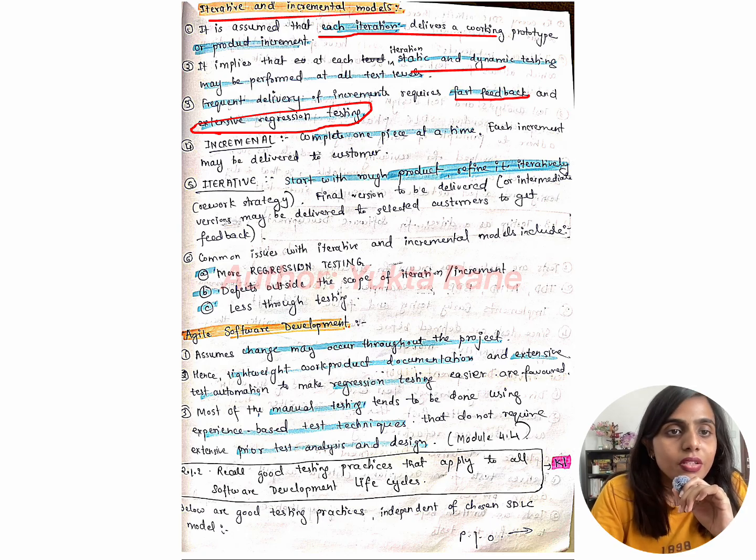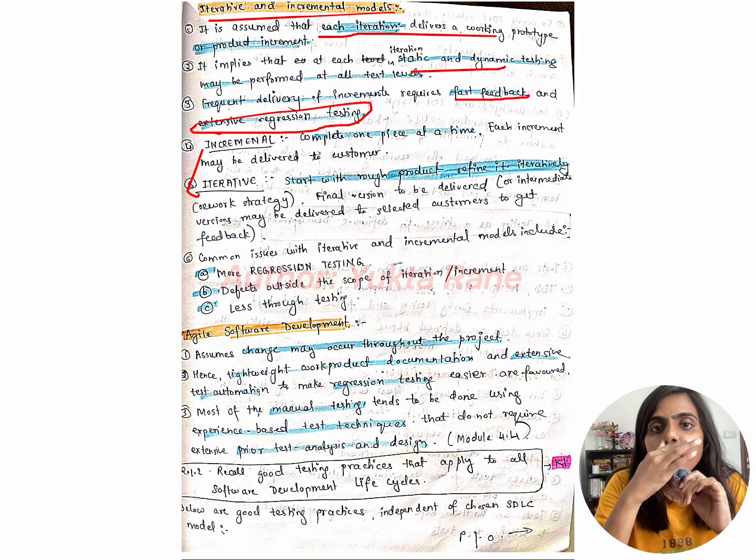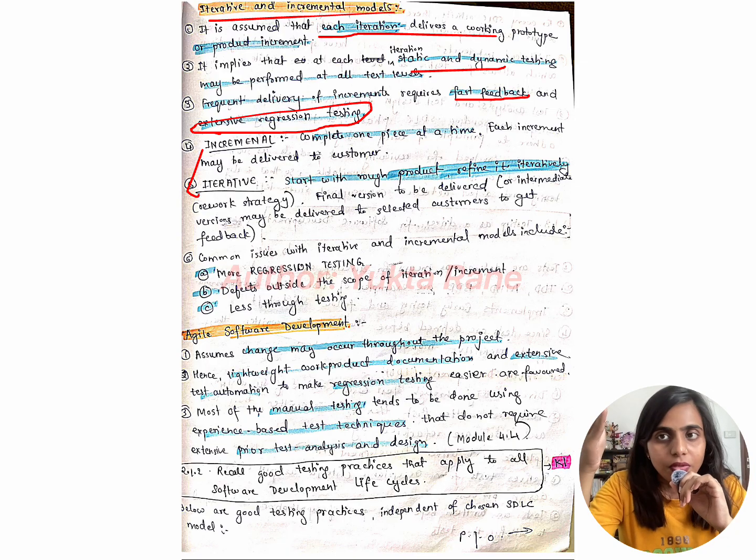Now we will understand the difference between incremental and iterative. In incremental, you complete one piece at a time. Each increment may be delivered to the customer. So basically you are building upon one. Let's say there is one image. In that image you deliver the first 10% of it in the first iteration, then in the second iteration you deliver the second 20% of it.